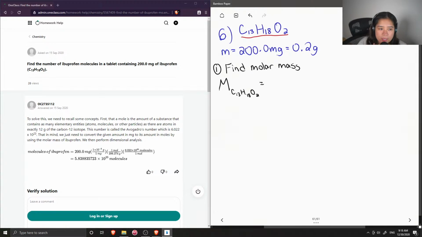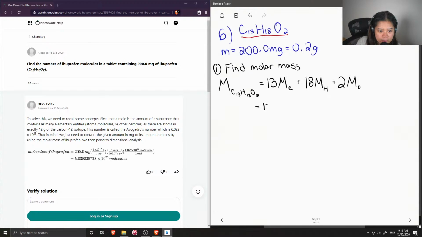So to find the molar mass of this overall compound, we need to first determine all of the atomic masses of the individual atoms. So these are just values you would find on your periodic table. And we want to multiply by however many atoms are in the compound. So in the case of carbon, there are 13 carbon atoms. So we're going to multiply 13 by the molar mass of carbon plus 18 times the molar mass of hydrogen plus 2 times the molar mass of oxygen.